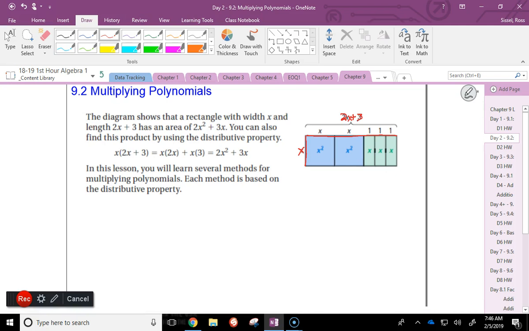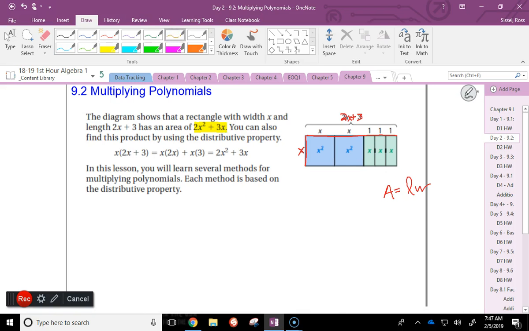And remember, we find area of a rectangle. Remember, area is our length times our width. So they're telling us when they did 2x plus 3 times x, they have the answer of 2x squared plus 3x. You can also find this product by using the distributive property. And this is something you will do today.